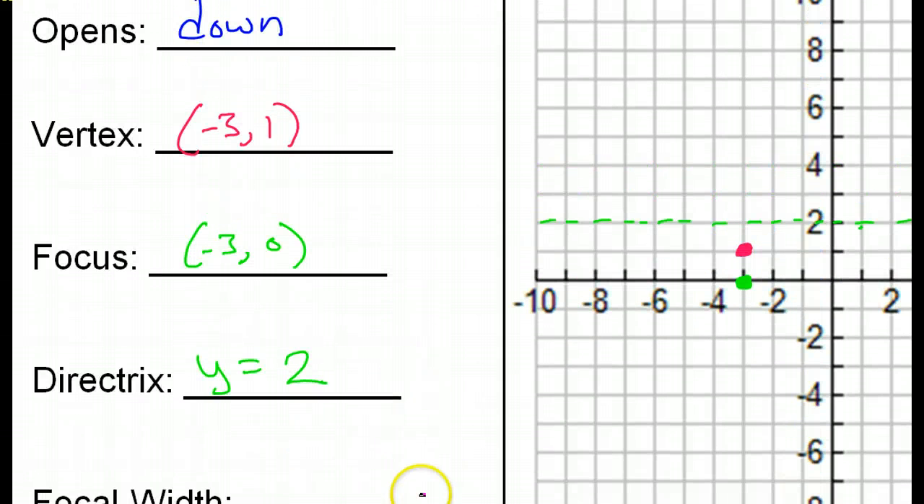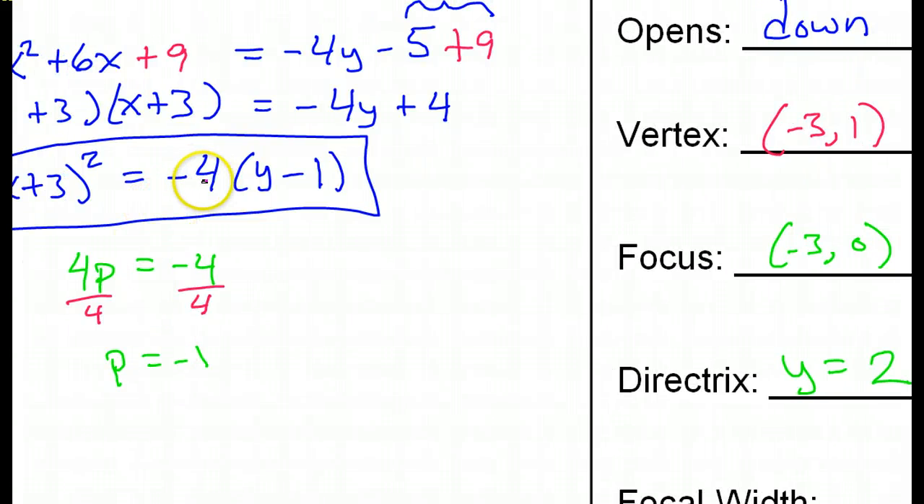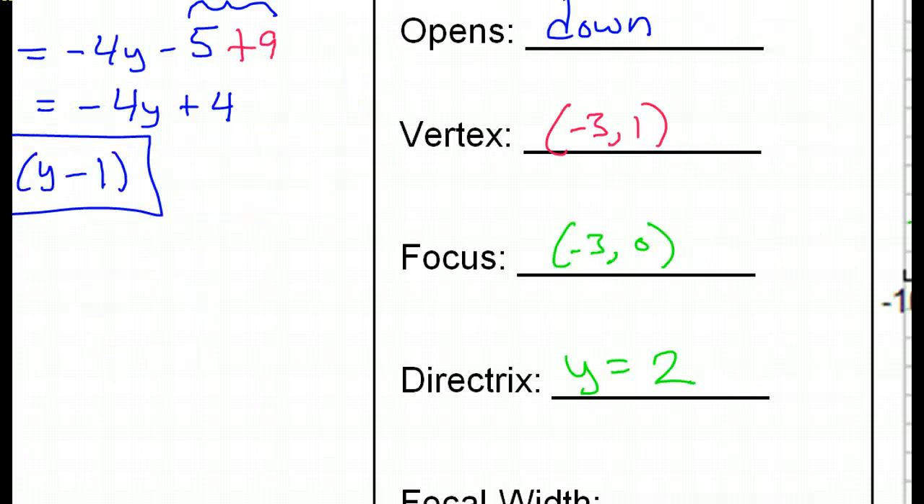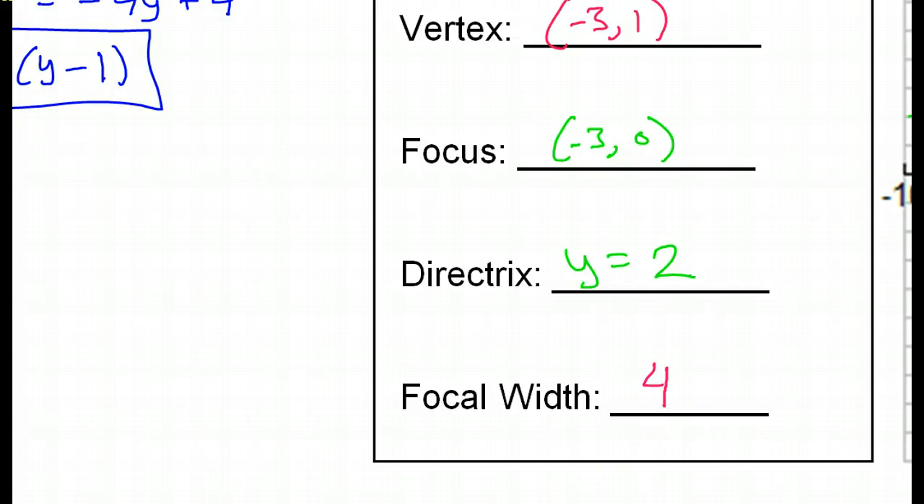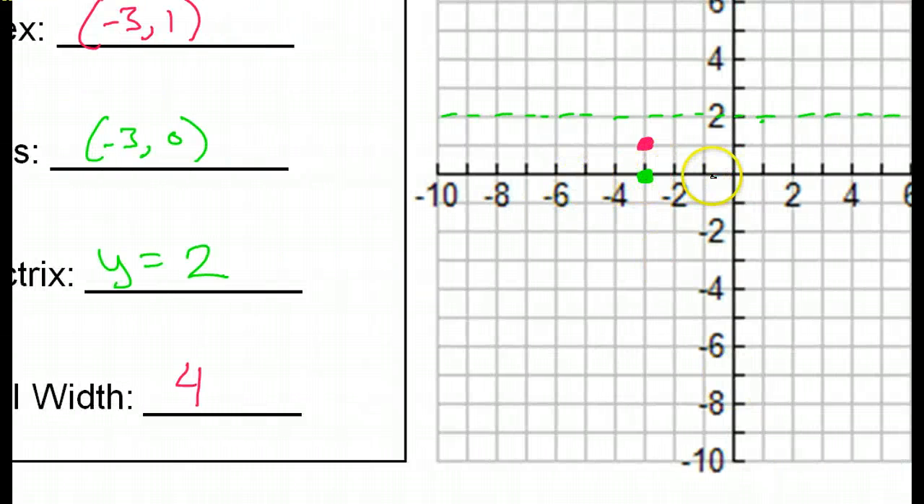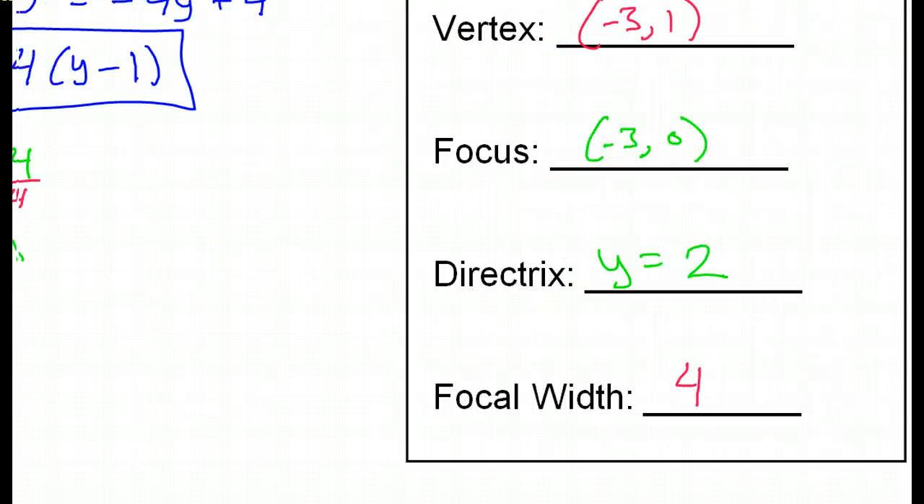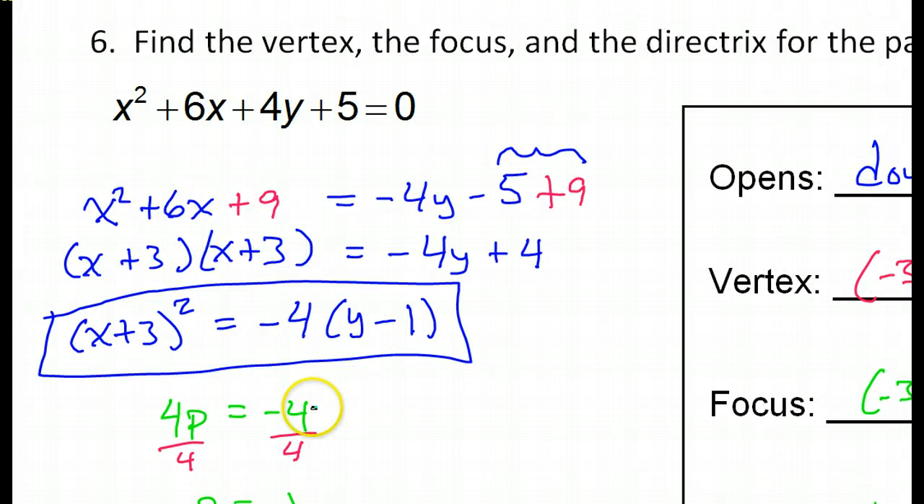Okay, the focal width comes from this number right here. Ignore the negative sign though. The focal width is 4. Alright, that means at the focus, the width of the parabola is 4. So if I go 2 to the right and 2 to the left, that gives me a total width of 4. And that's what's meant by the focal width. And that gives me enough information to draw the parabola. Okay, and that is it for whatever problem number this was. Number 6.